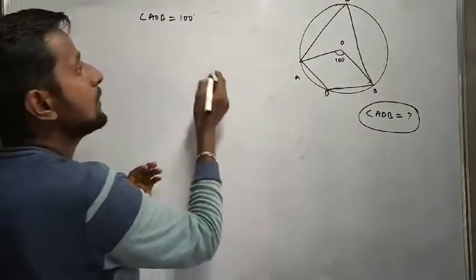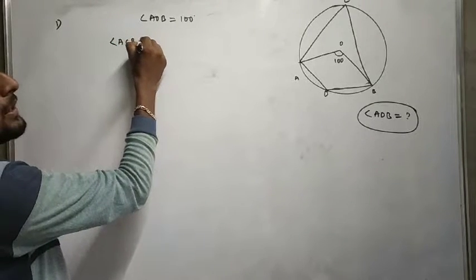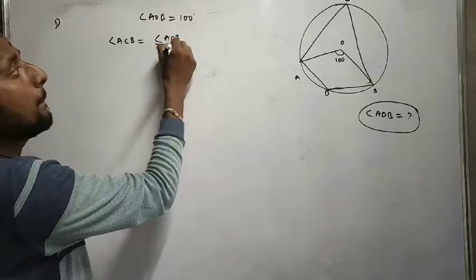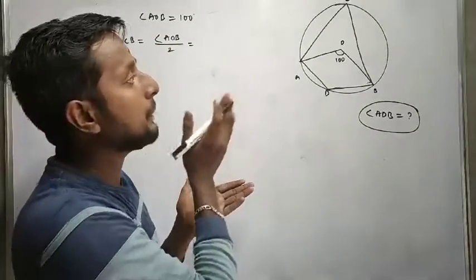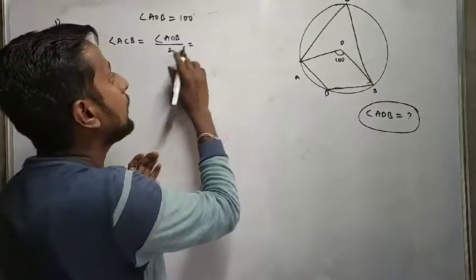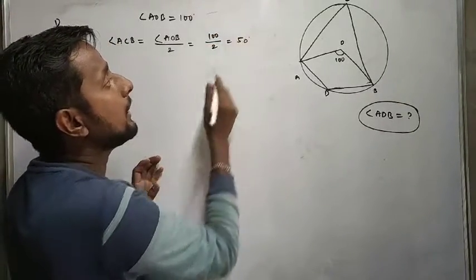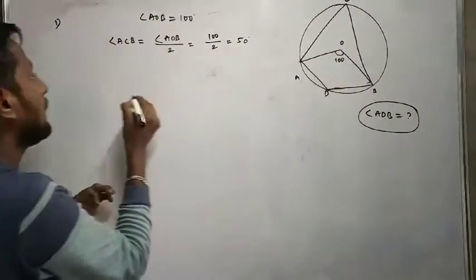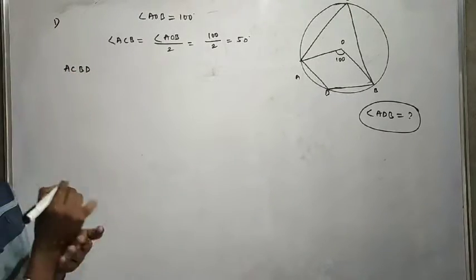So here I'll write angle ACB is equal to angle AOB by 2. That means at the center it will be the large angle, and at the remaining part it will be half of the angle. Look at 100 by 2, it's nothing but 50 degrees. Correct? But if you look at ACBD, all 4 points are on the circle.